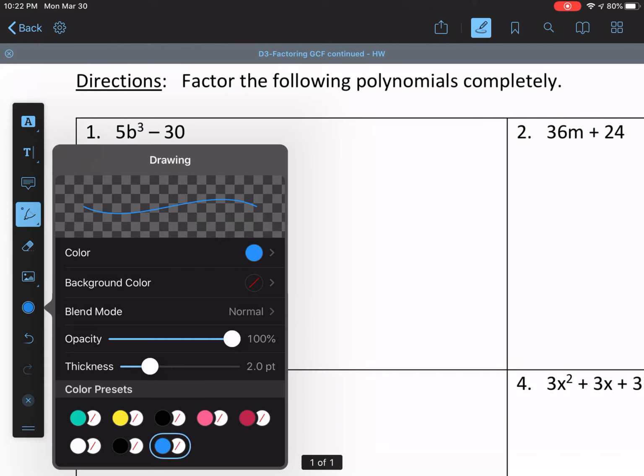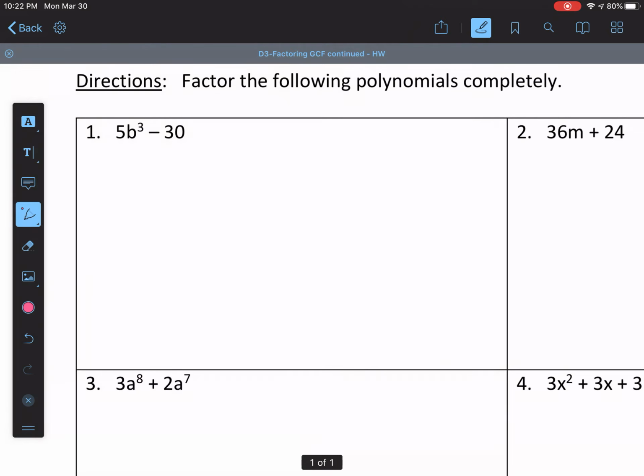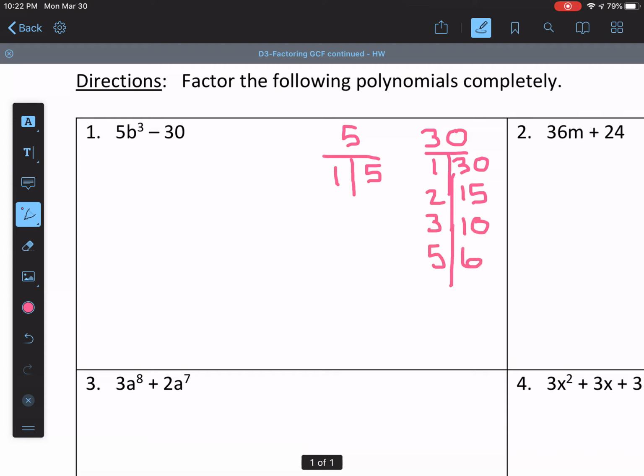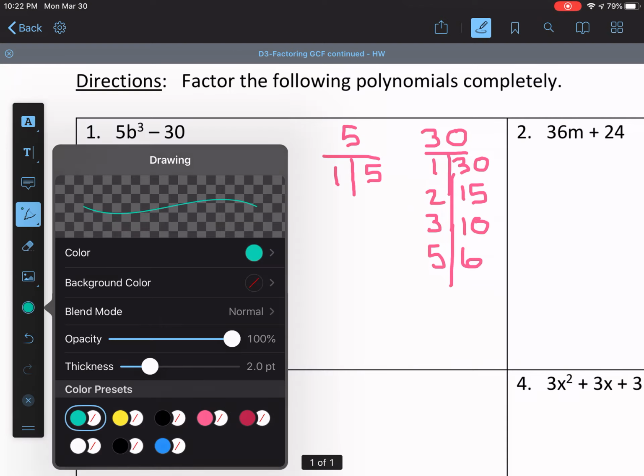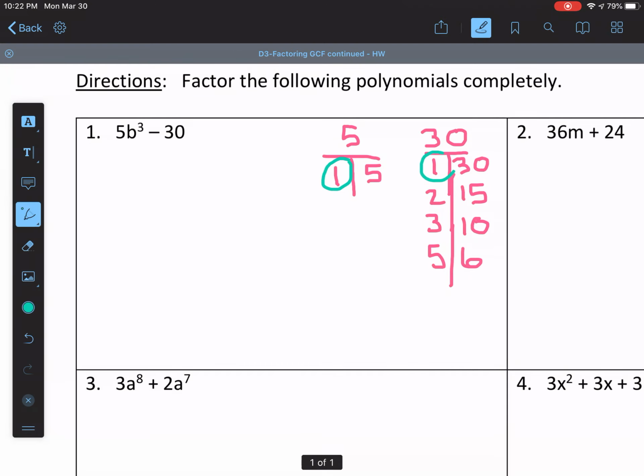Okay, so for question number 1, we want to factor 5b cubed minus 30. So the first thing we need to do is list our factors of 5 and our factors of 30. Our factors of 5 are 1 and 5, and our factors of 30 are 1 and 30, 2 and 15, 3 and 10, 5 and 6. Okay, so the numbers that both lists have in common are the 1 and the 5. So the GCF then is 5 because that is the bigger number.